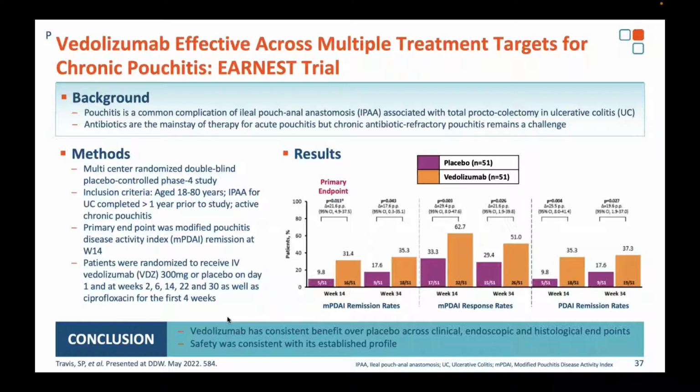Remember that the pouch disease activity index isn't just a clinical activity score, it's an endoscopic score as well. And it's got histology in it too. So, I do think this is a nice result. This is the first positive randomized controlled trial in pouchitis since the original antibiotic trials maybe 10 or 15 years ago. So I think this is really nice.